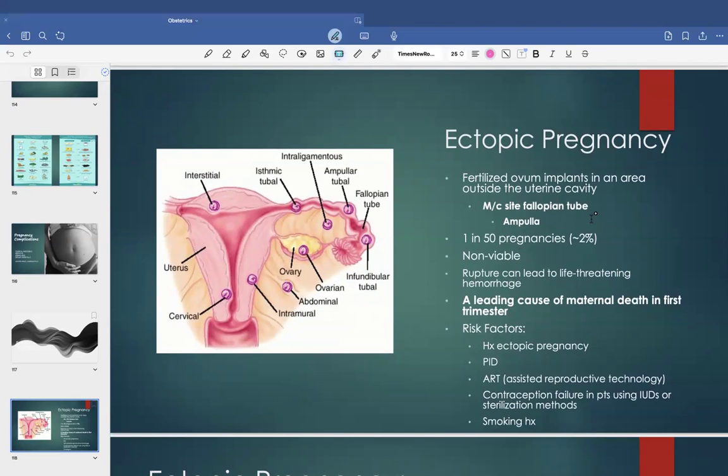And where do we say fertilization occurs more often? The ampulla. The ampulla is the most common area for a tubal pregnancy or an ectopic pregnancy.